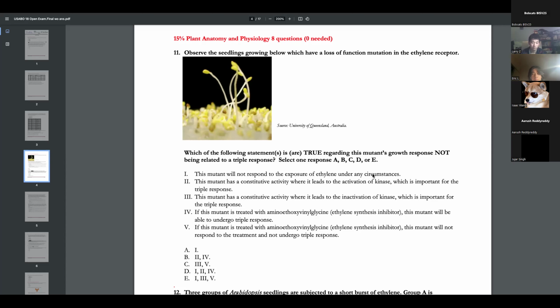It doesn't matter what it's treated with. It won't respond to ethylene either way. And besides, this is the ethylene synthesis inhibitor, so this will be like a double negative, except in this case, it doesn't become positive. So that's why the answer is E.